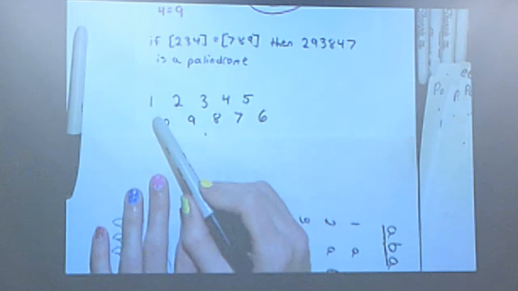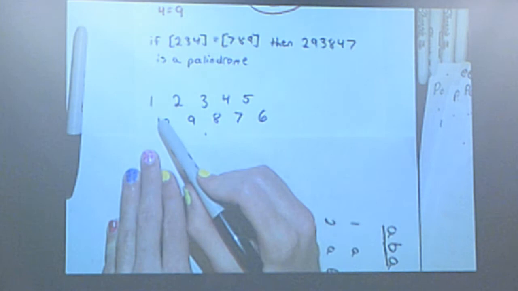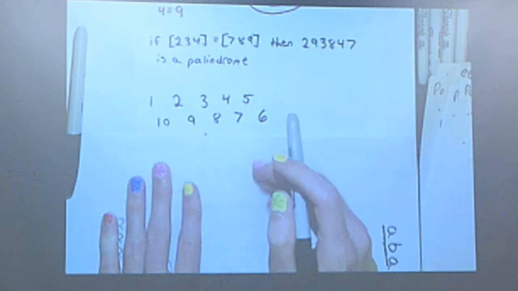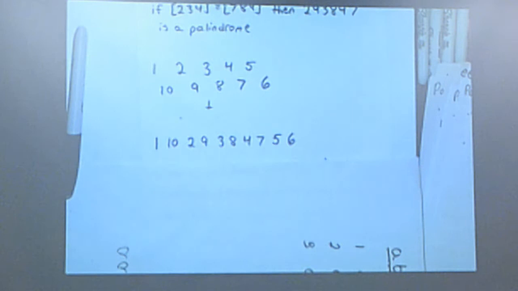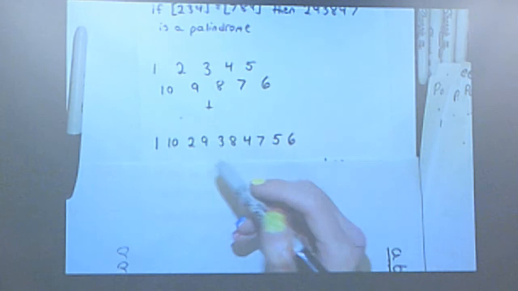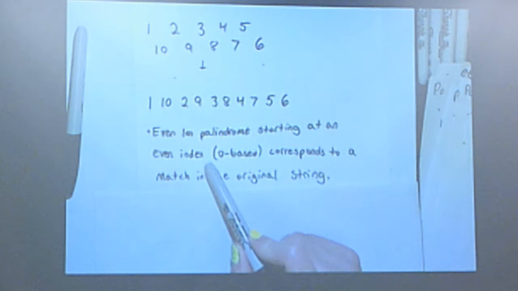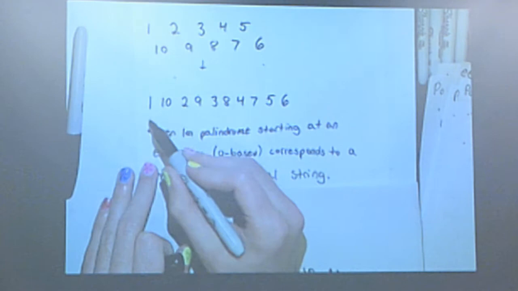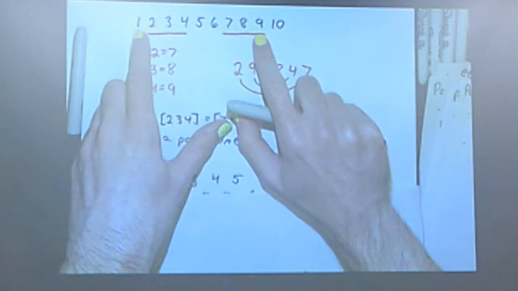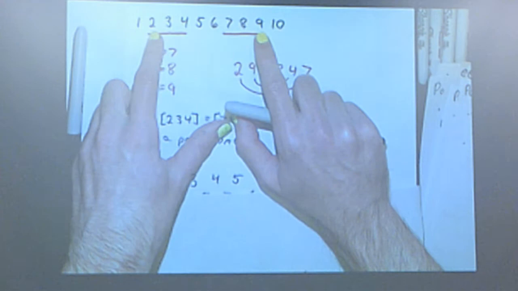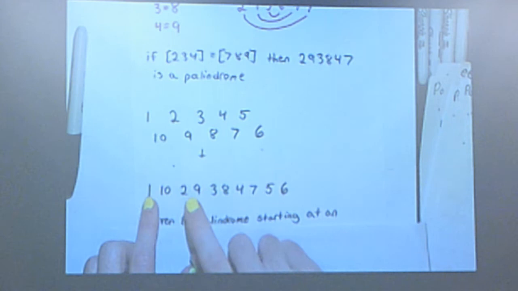So what we can do is interlace indices like this, going forward for the first n over 2, and then interlacing it with going backwards for the next n over 2. N is even, right? Yeah, n is even. The string they give you is guaranteed even, which is nice. So we'll come up with this string here. And now this new string has a property such that every even-length palindrome in this string that starts at an even index is going to correspond to a match in our original string. Like here, this 1, 10, 2, 9 corresponds to the 1, 2, and the 9, 10 here. So if 1 was A, 9 was A, 2 was B, and 10 was B, then we'd have this match.